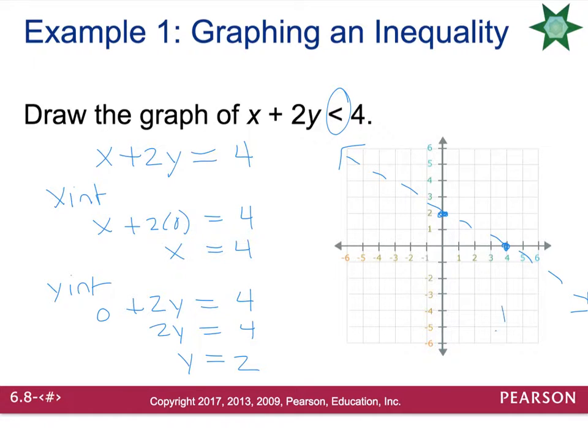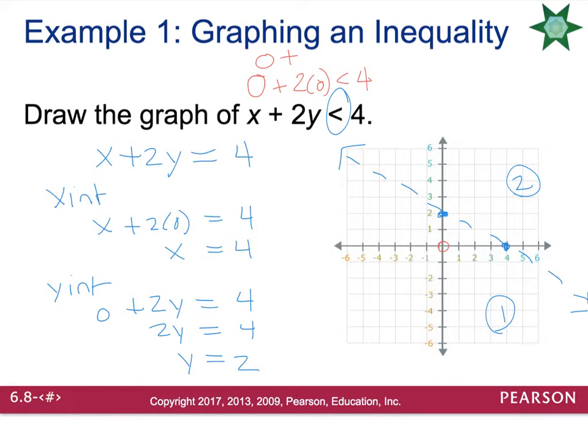Do you shade under the line in region 1, or do you shade above the line in region 2? So they're asking you to use a test point method. I typically select the easiest test point I can think of, which is 0, 0. And what you do is substitute the 0 in for the x and the 0 in for the y to see if it makes a true statement.